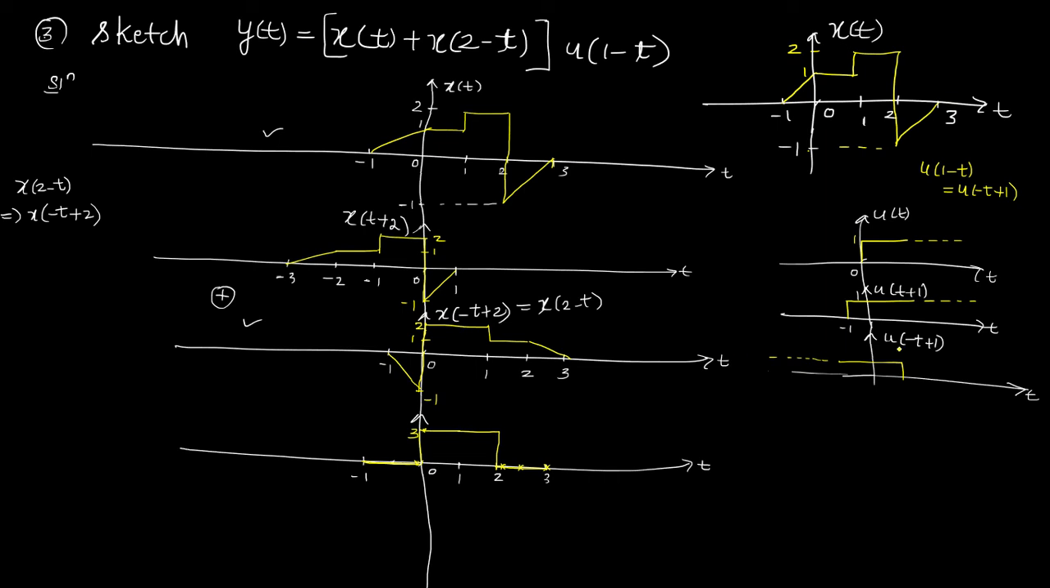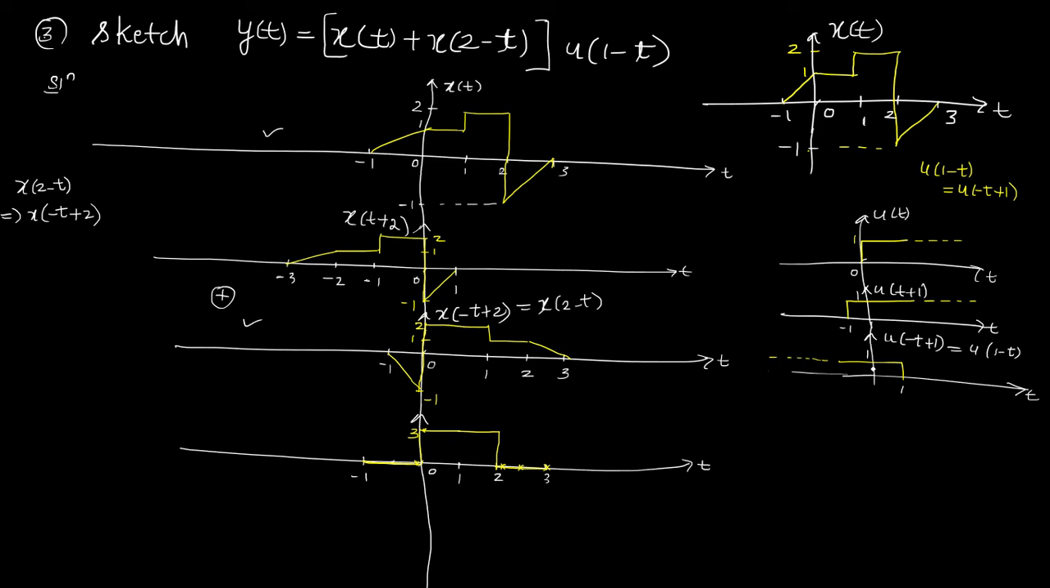Instead of like this, I have to write like this. Just a mirror image. Exactly, it should be a mirror image. Amplitude is same, but only instead of like this, I have to write in a reverse way. So this is my u of 1 minus t. Instead of u of minus t plus 1, it is u of 1 minus t.